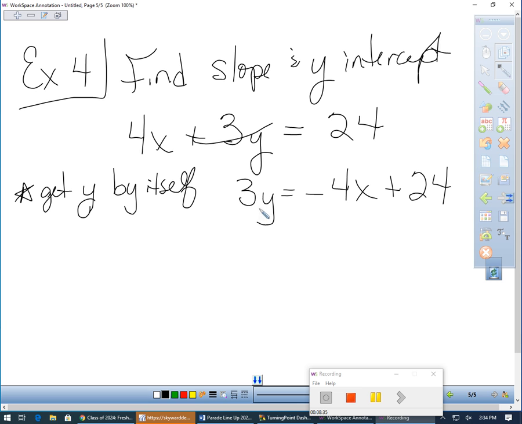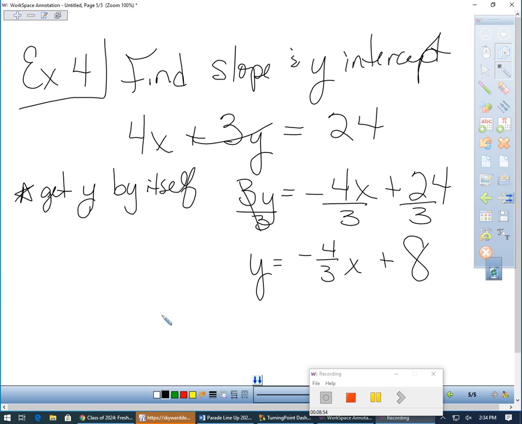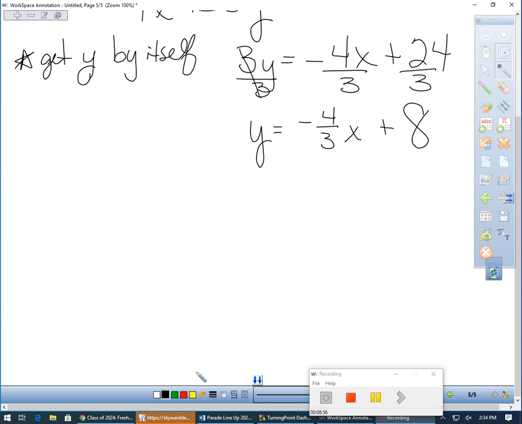Now, y still isn't by itself, but we can divide every single thing by 3. So here I get y equals negative 4 over 3x plus, what's 24 divided by 3? 8. Very good. Now, is it in a form that I know my slope and y-intercept? What is our slope? Good. Negative 4 over 3.